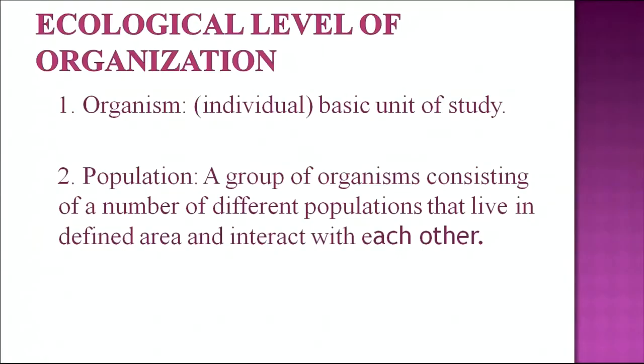Ecological levels of organization, we continue. The first one is organism, that is individual, and that is considered the basic unit of study. Second is population. Dear learners, these definitions are very important. So, what is population? A group of organisms of the same species that live in a defined area and interact with each other.